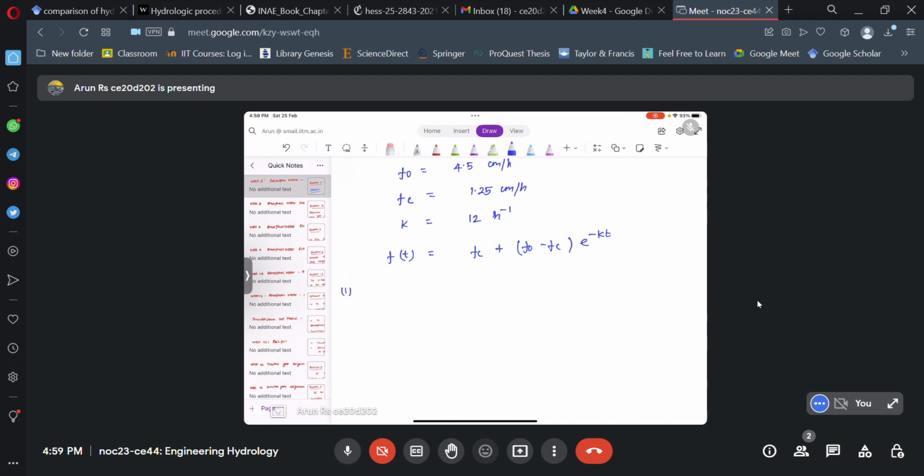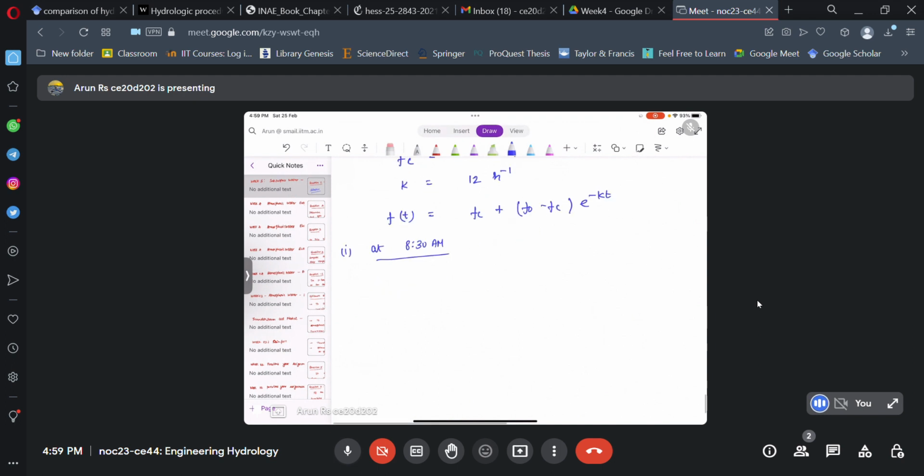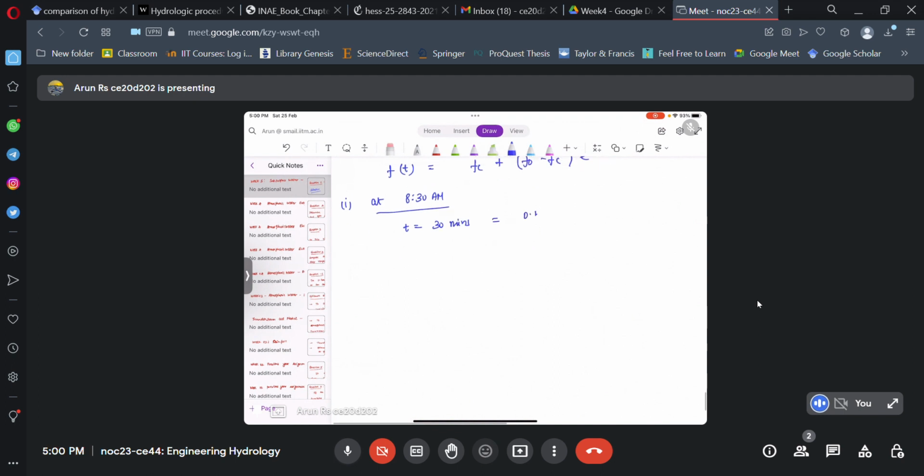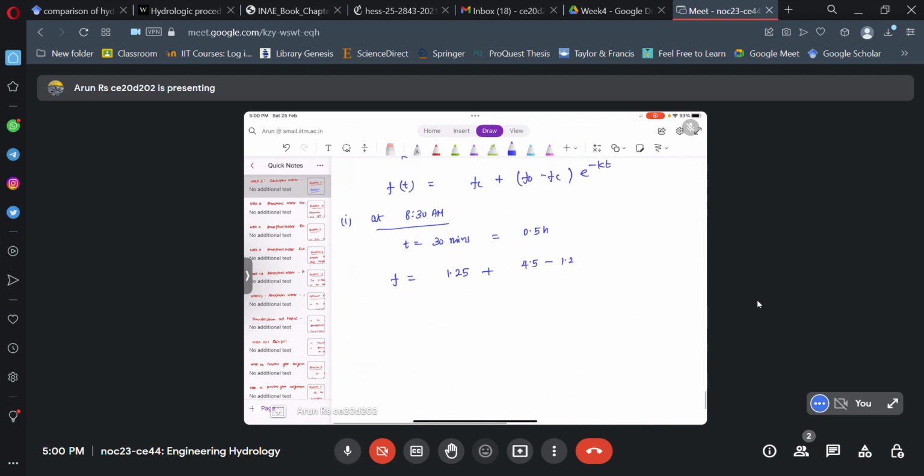We need to determine the infiltration rate at 8:30 am. At 8:30 am, time is equal to 30 minutes, which converted into hours is 0.5 hours. So small f is equal to fc, 1.25, plus f naught minus fc, 4.5 minus 1.25, into e to the power of minus K into t in hours. So small f will be equal to 1.258 centimeters per hour.